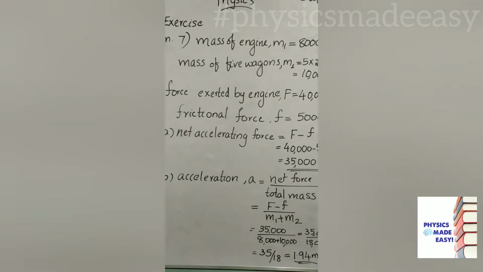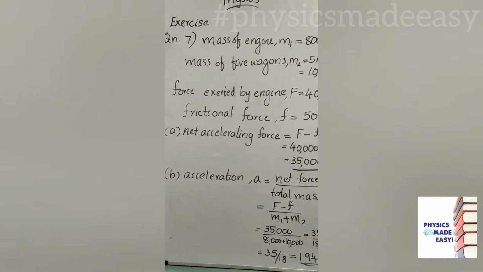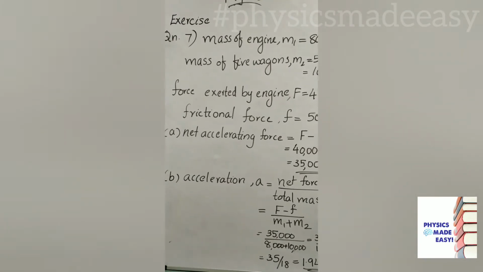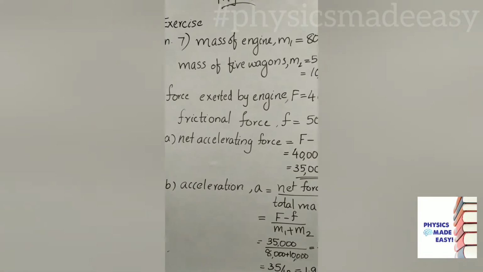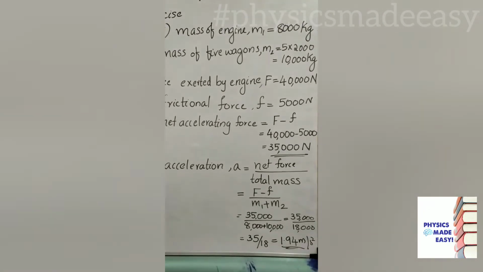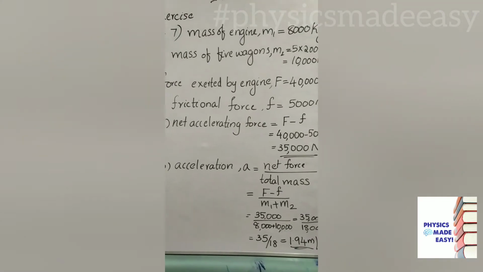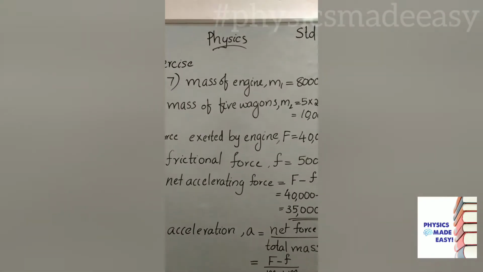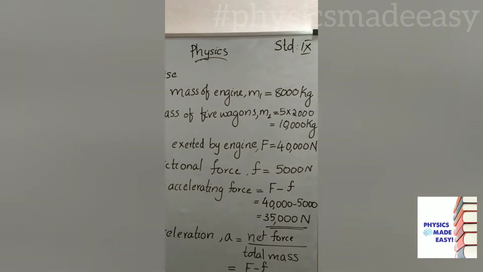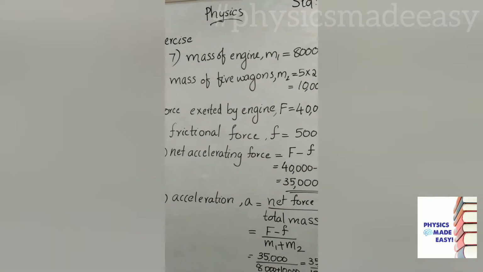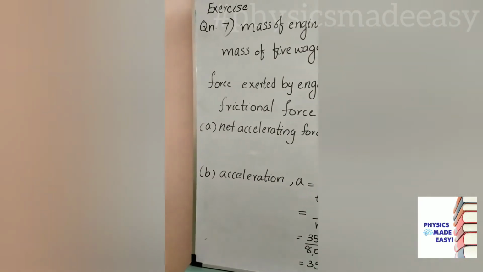Next question, question number 7. A 8000 kilogram engine pulls a train of 5 wagons each of 2000 kilogram along a horizontal track. If the engine exerts a force of 40,000 Newton and the track offers a frictional force of 5000 Newton, then calculate the net accelerating force, then the acceleration of the train. These two we have to calculate from this.